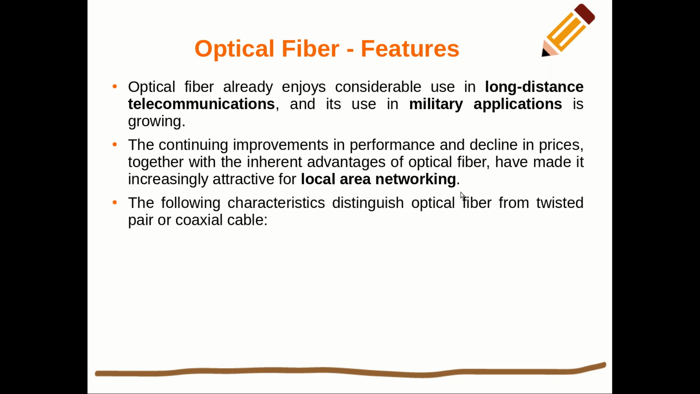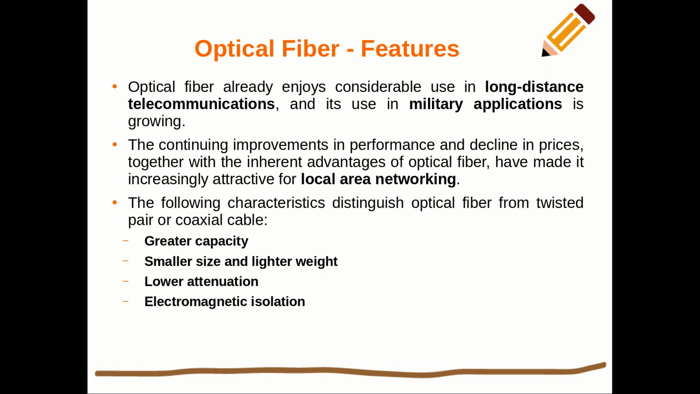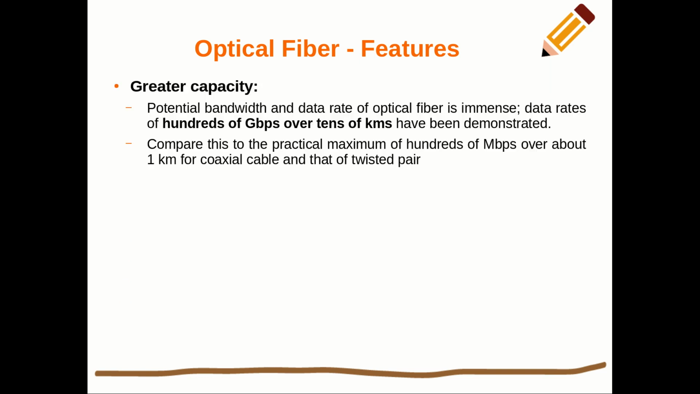The following characteristics distinguish optical fiber from other guided media like twisted pair or coaxial cable: greater capacity, smaller size and lighter weight, lower attenuation, electromagnetic isolation, and greater repeater spacing. All these terminologies are self-explanatory, still I have given some explanation for each. Greater capacity, of course: the potential bandwidth and data rate of optical fiber is immense. If bandwidth is high, accordingly the data rate will be high, right?